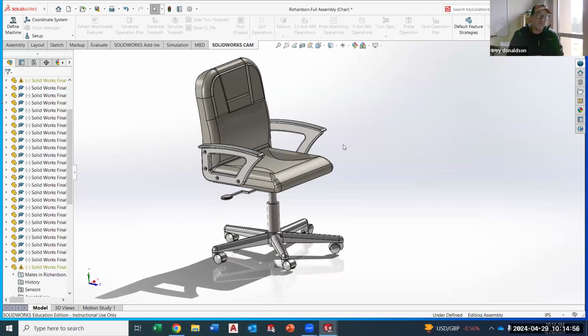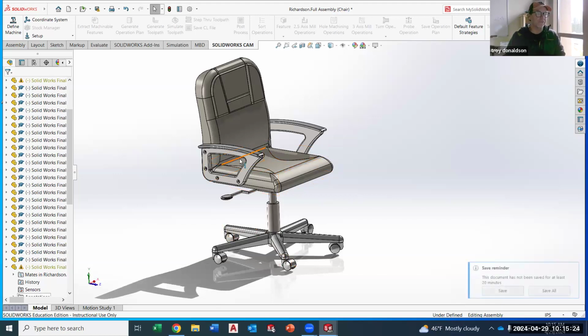So this individual modeled a chair and phenomenal job, right? A lot of parts, a lot of very difficult parts, but these parts, you can see them all over here. These are all the parts in this assembly. So remember, I said you got to have at least like 5 to 7. This individual has 20 plus parts probably in this assembly.